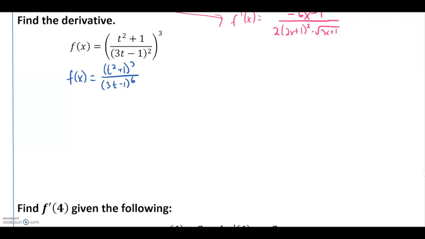There's nothing I can do to simplify beyond that point, but now what I can see is I have overall a giant quotient, and I have the chain rule on the top and bottom, the numerator and the denominator. Let's go ahead, right into our derivative.